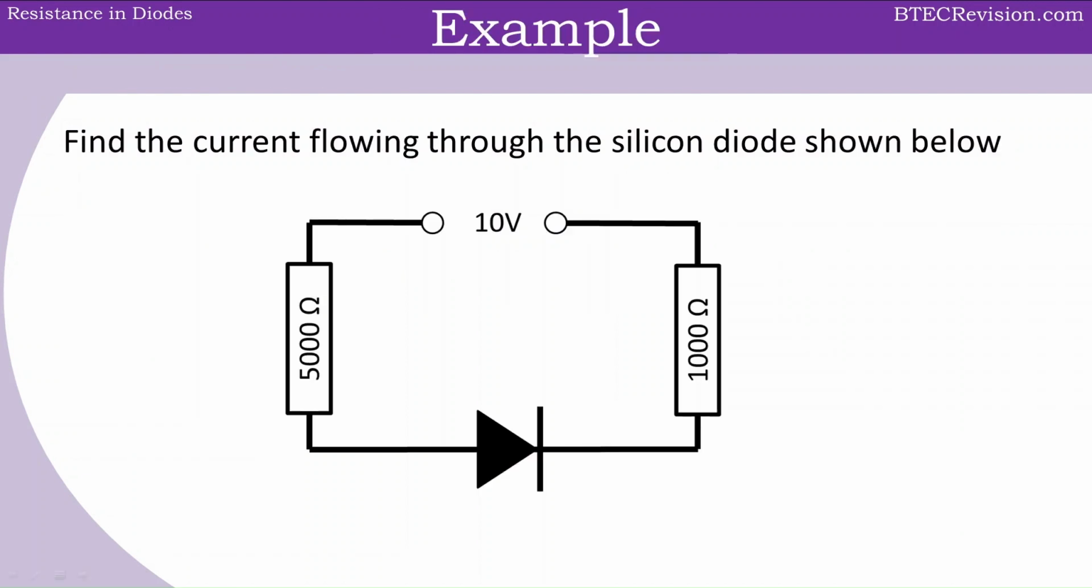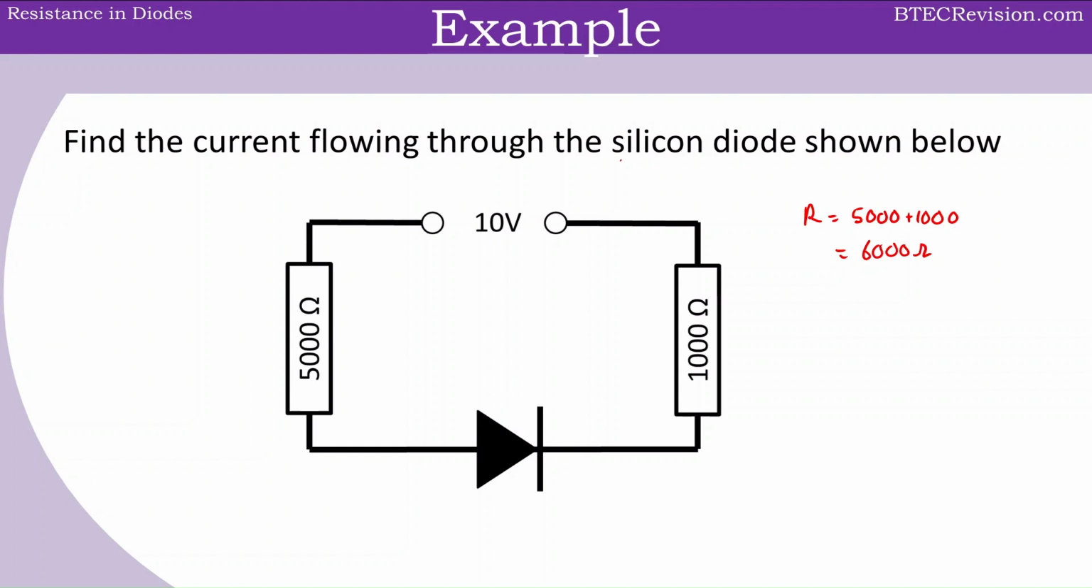Now, let's take a look at this example. We need to find the current flowing through the silicon diode shown below. First, we start by working out the total resistance as the resistors are in series. So that will give us resistance equal to 5,000 plus 1,000, and that's equal to 6,000 ohms.